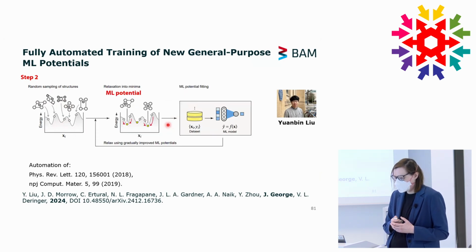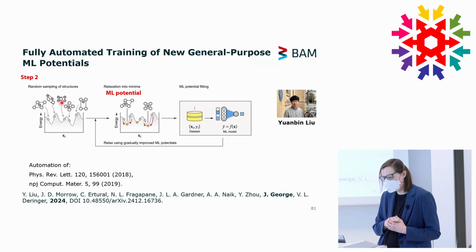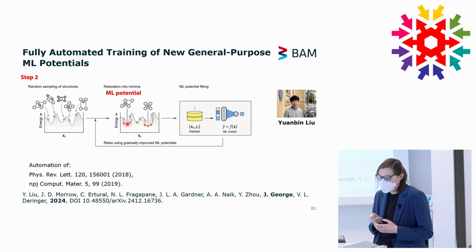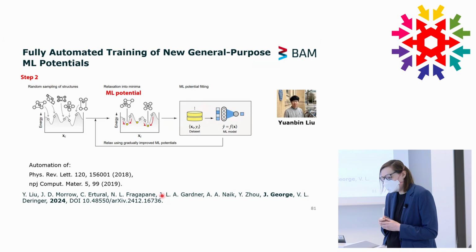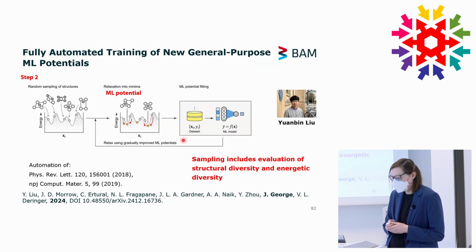And that's also why we need a workflow to make it robust. We then again create random structures, but use this ML potential from the previous step to optimize them to the minimum to get a better sampling of the potential energy surface. And then we again train an ML potential and repeat this cycle several times. Just to mention, the sampling here also includes measures of the structural diversity and also the energetic diversity when we train the ML potential.